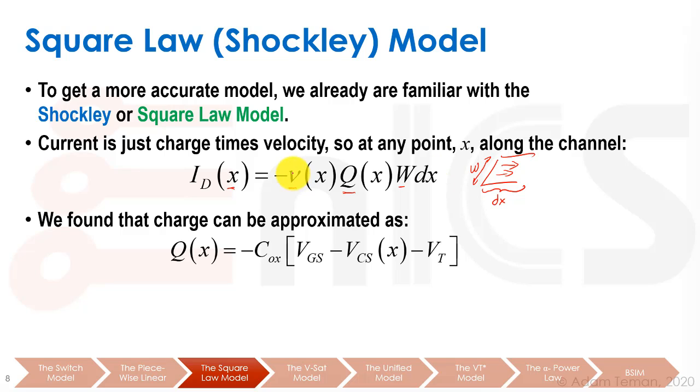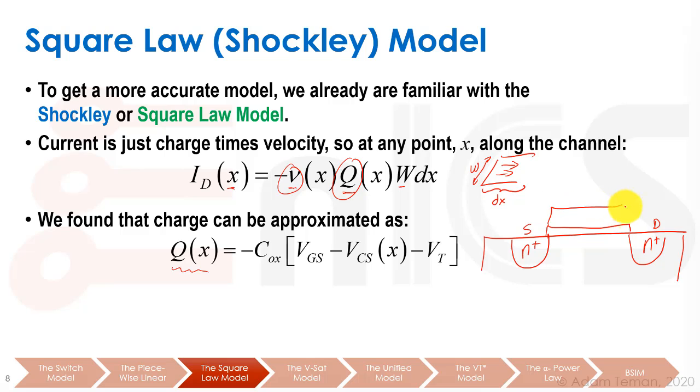Now we have to find out what this ni is and what this q is. So if we look at q of x, that's the charge at some point x along the channel. And if we look at our channel, we have our substrate with our n plus diffusion and our n plus diffusion, which we called the S and the D, and on top of that we had our gate. And we know that we need to lose Vt over here in order to cause a channel.